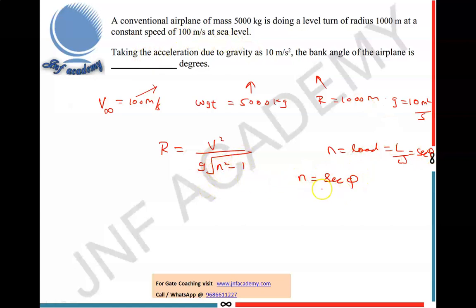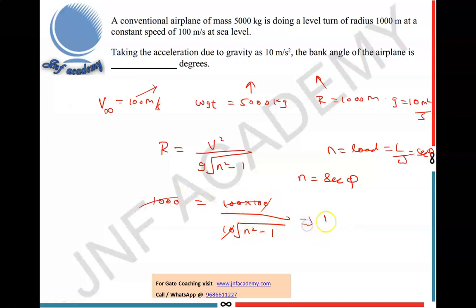From that we can get the bank angle. So R is equal to 1000, which is equal to V square, which is V infinity square, which is 100 into 100 divided by 10, which is acceleration due to gravity, into root of n square minus 1. So if you do that, you will lose this. This will go, and this is again 1000, so the entire thing will go. So finally what will you get?